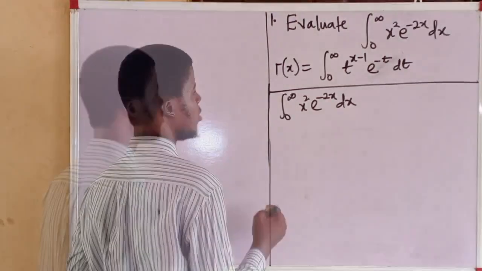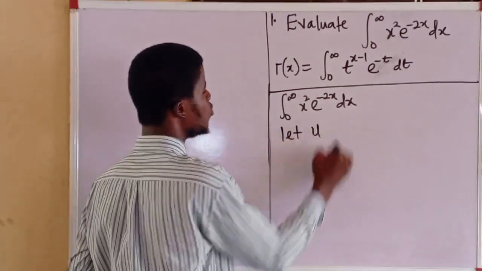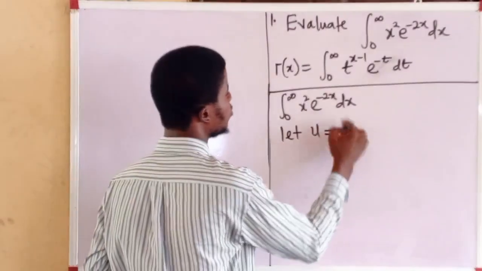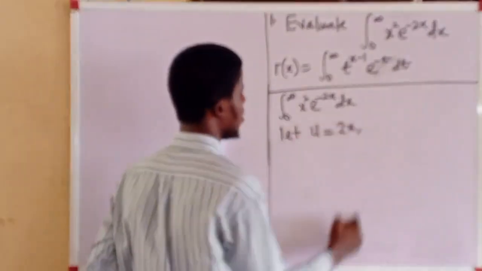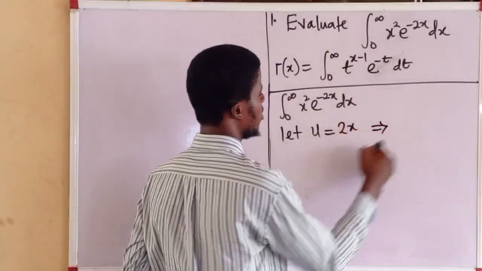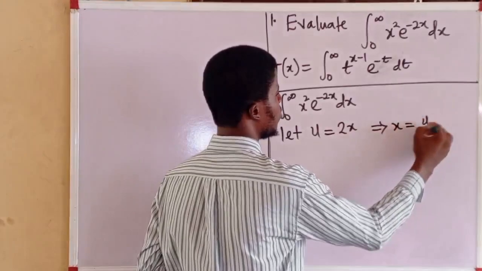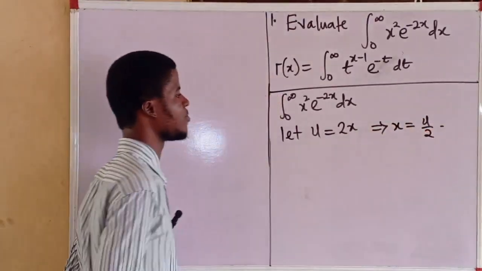This is it. I will say, let u, all right, I'm introducing a new variable now. Let u be equal to this 2x. And this implies that if I make x the subject of the formula, x is equal to what? u upon 2. Let's keep that.